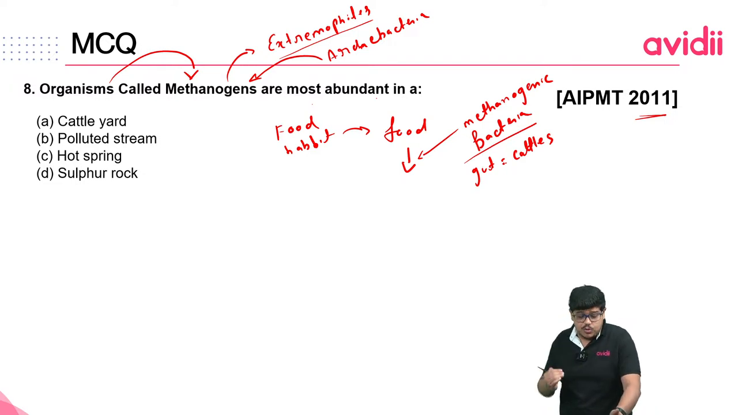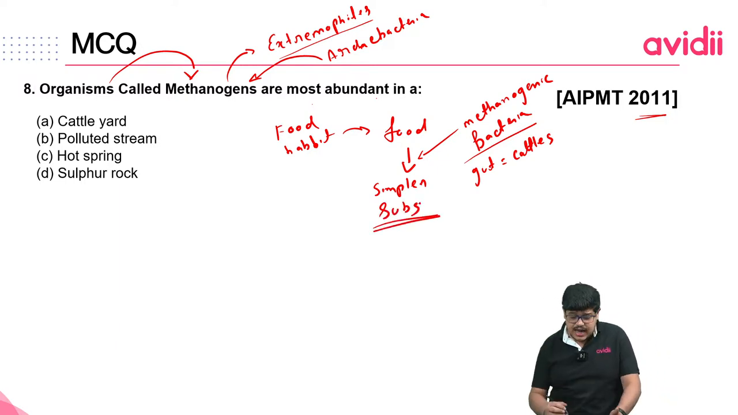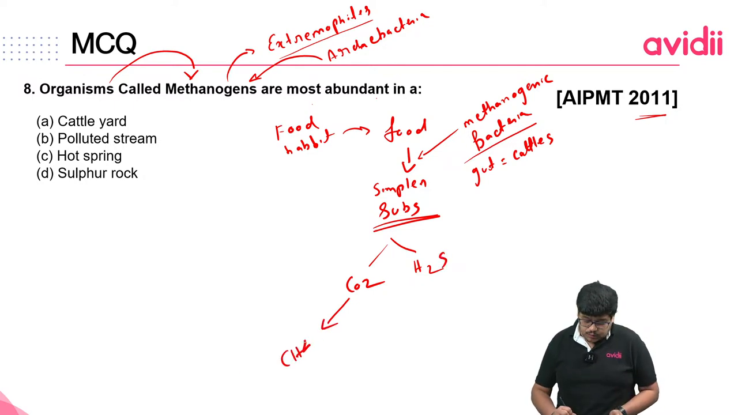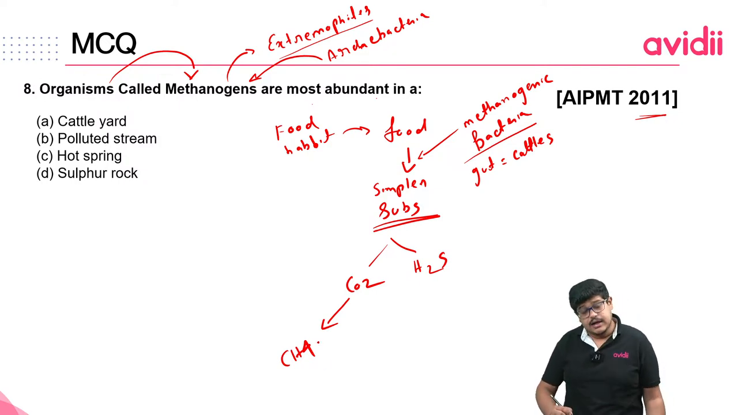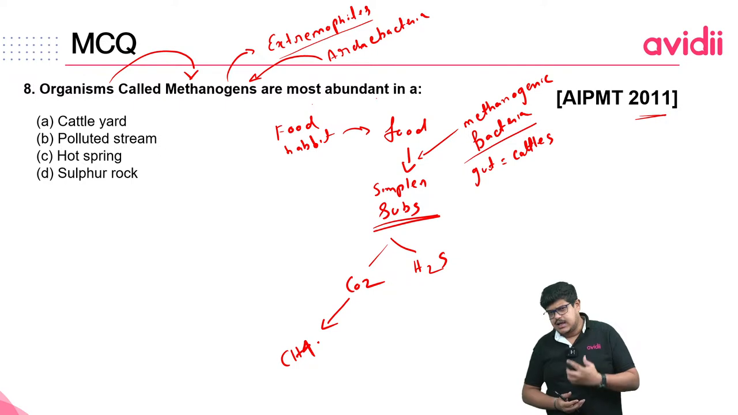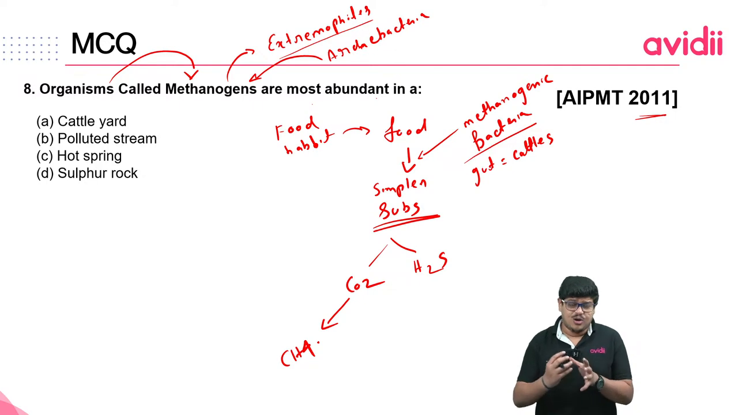So the food is broken down into simpler substances, thereby producing carbon dioxide and also hydrogen. And from this carbon dioxide, the CH4 gets produced. So yes, in the case of the cattle yard, the most amount of methanogens are observed, because in the cattle yard the cattle are present and methanogens are present inside the ruminants, inside the gut of the cattle, which produces a lot of methane gas.